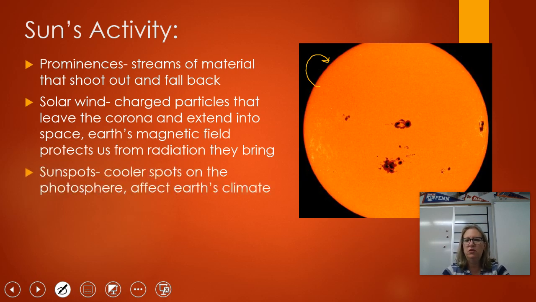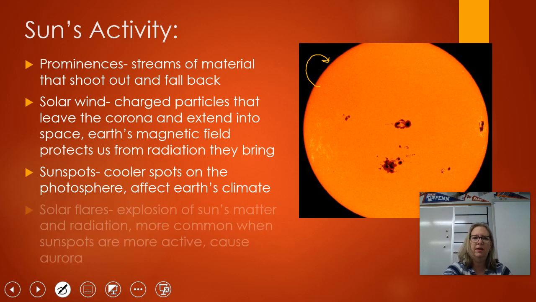Sunspots are what you see in this picture there. They're darker spots on the sun, and they change. They're not permanent spots. And they're slightly cooler spots on the photosphere, and so they look a little bit darker. And there's kind of seasons of sunspots. There's some periods that have more sunspots than others, and they can actually have an effect on our climate, okay?